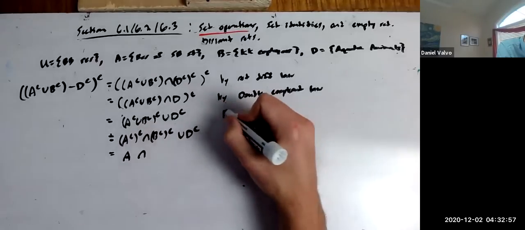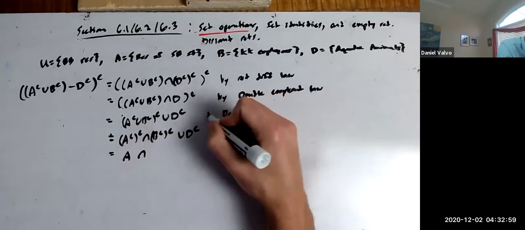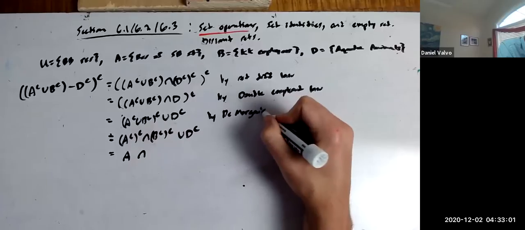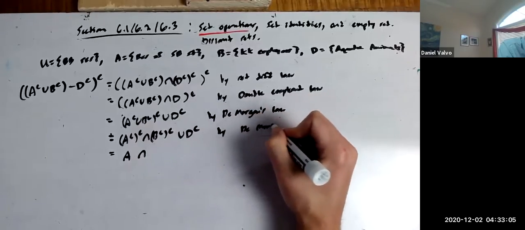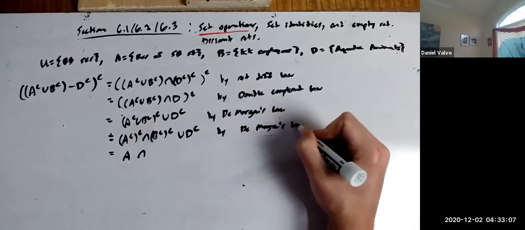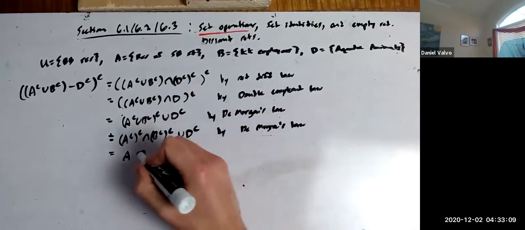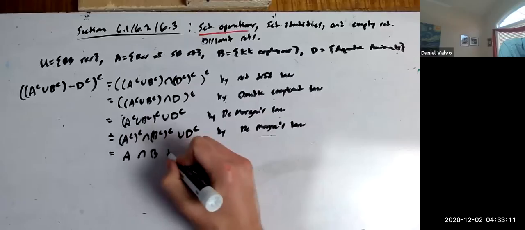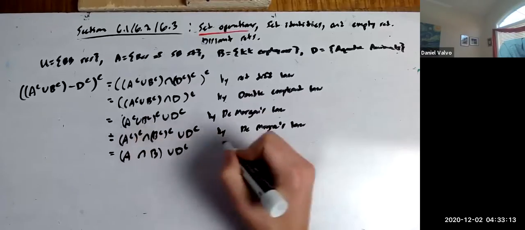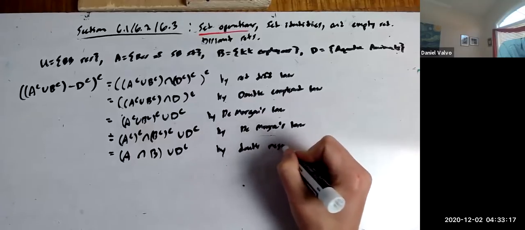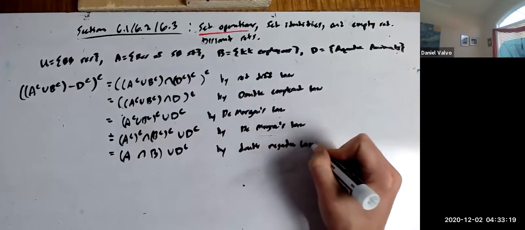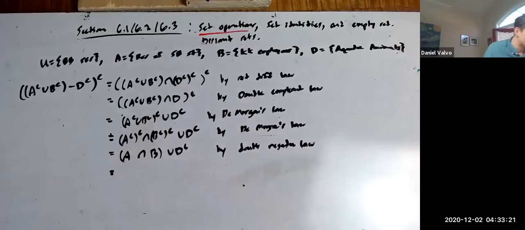Oh wait, we should mention this is De Morgan's law. By De Morgan's law. And now we're going to do the double negative law twice here. There we go, like that. And then I think this is basically as simple as we can get it.